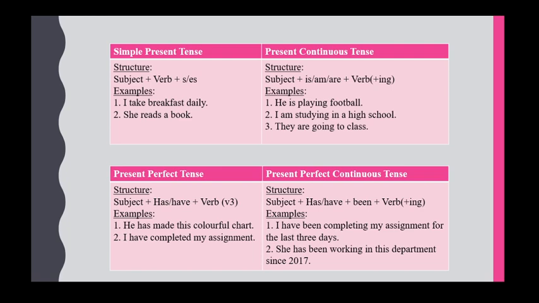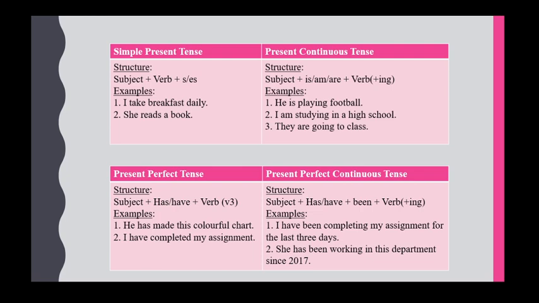Next, present perfect continuous tense. Subject plus has or have plus been plus verb plus ing. So here come the examples. I have been completing my assignment for the last 3 days. So I plus have, as it is plural, then been plus the verb, which over here is complete. But to make it continuous, we add ing, so it becomes completing.